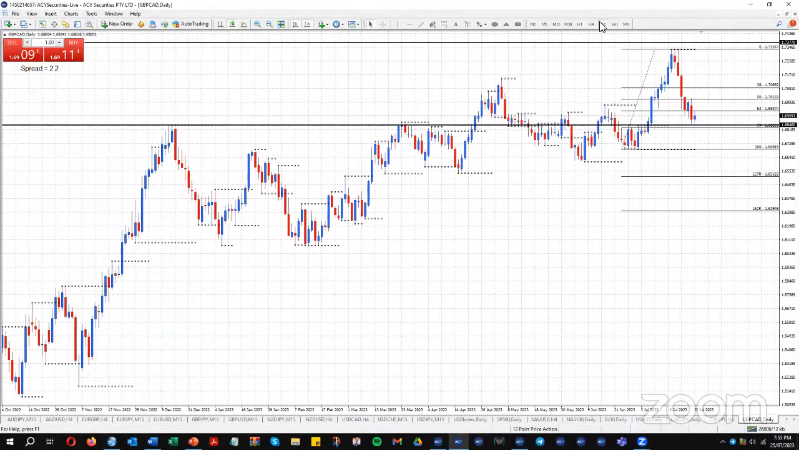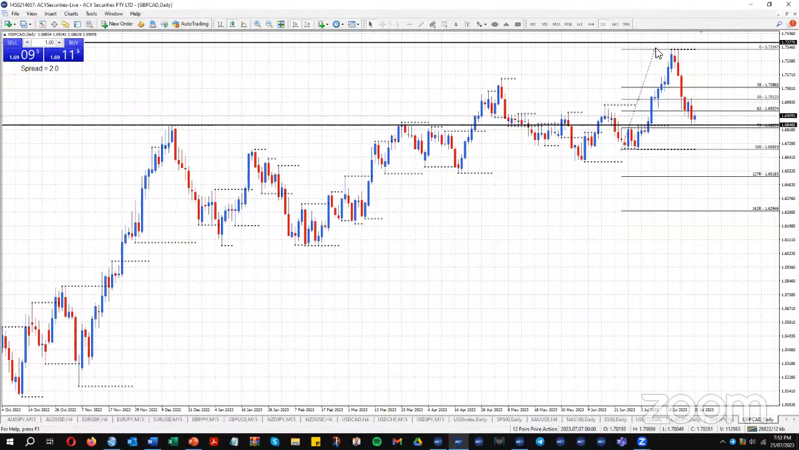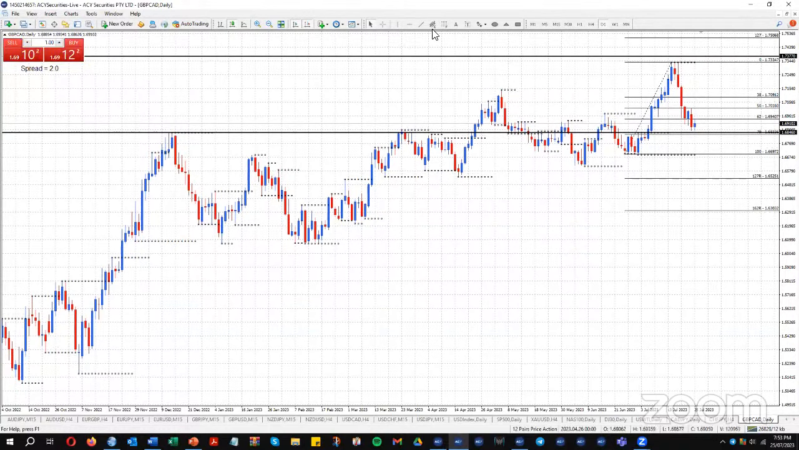So this looks very similar to the pound dollar in its structure. This most definitely looks like a very good area of support for potentially another leg up. Like so.